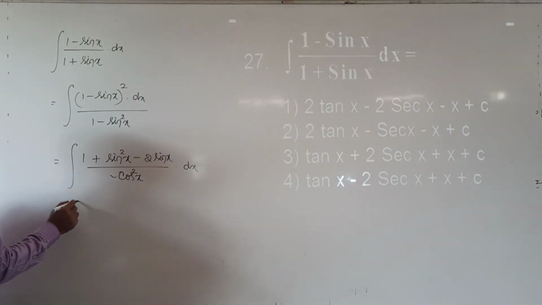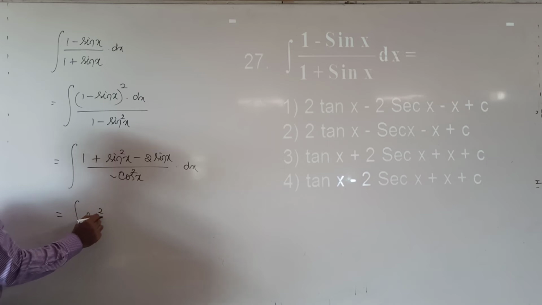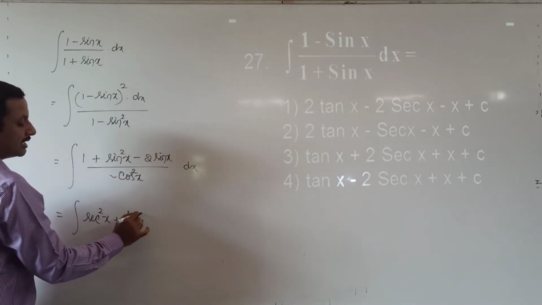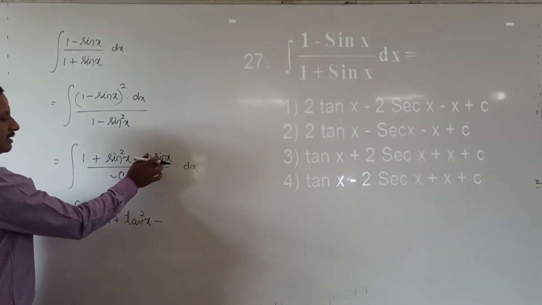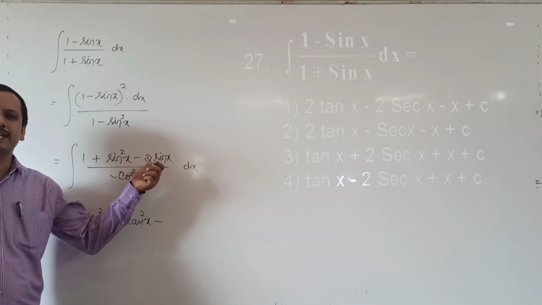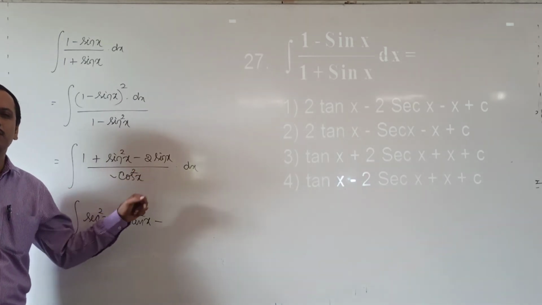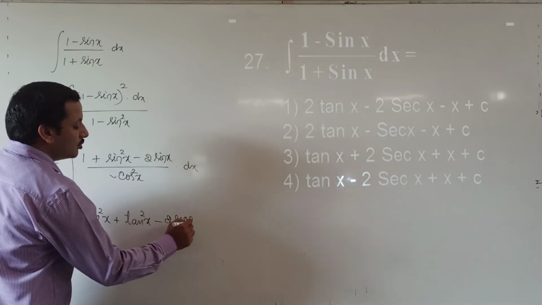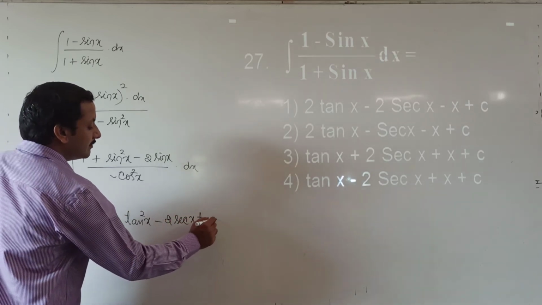First term, 1 by cos square x, I can write that as secant square x. Second term is sin square x by cos square x, that will become tan square x. And here sin x by cos square x, I'll write it as cos x into cos x. Sin x by cos x becomes tan x, then 1 by cos x will become secant x. So together it will become minus 2 secant x tan x.